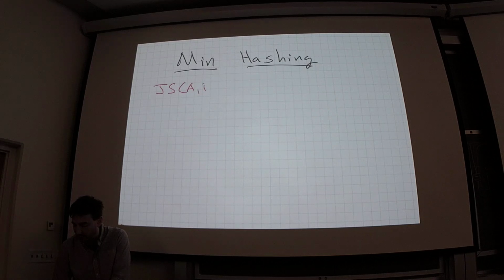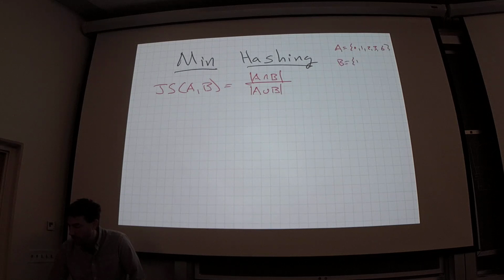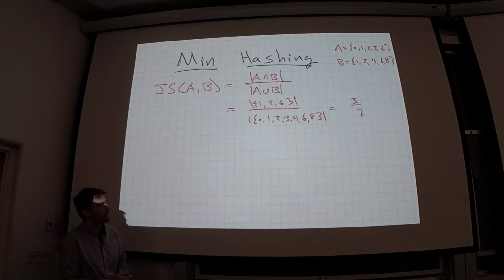But we're going to start again with the Jaccard similarity between two sets, A and B, which if we remember is A intersection B over A union B. So if we have that A equals {0, 1, 2, 3, 6} and B equals {1, 2, 4, 6, 8}, then in this example the intersection is {1, 2, 6} and the union is {0, 1, 2, 3, 4, 6, 8}, and this is going to be 3 over 7, so 3/7. Okay, so that's the Jaccard similarity.